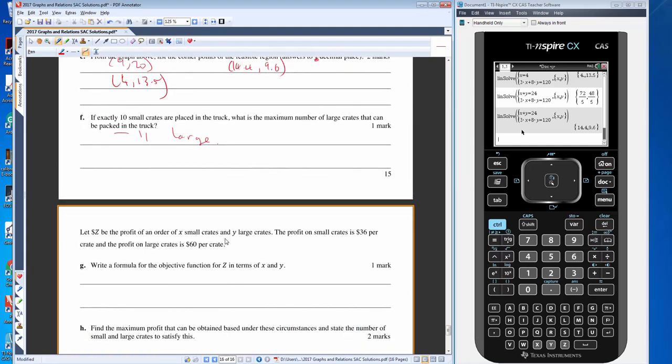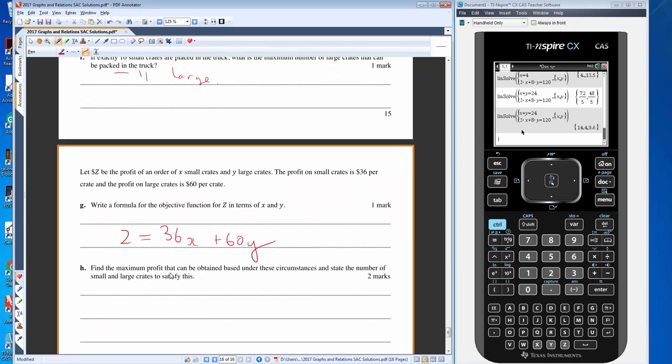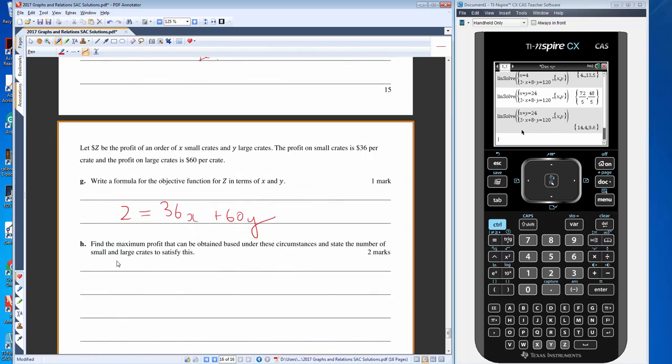Z is the profit, and small and large crates is 36 and 60. So this is just a bog standard objective function problem, 36x plus 60y. Find the maximum, so you need to sub each of those corner points in. So you need to work out 4, 20, and what was the other one? 4, 13.5, and 14.4, 9.6. Did I get them right?